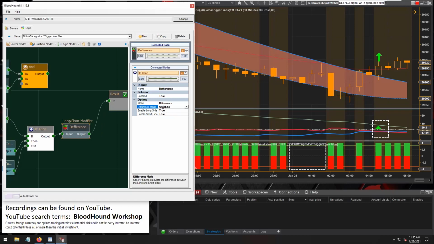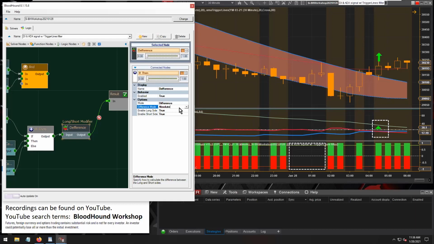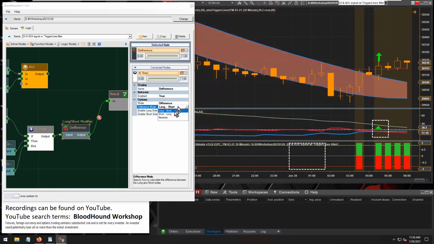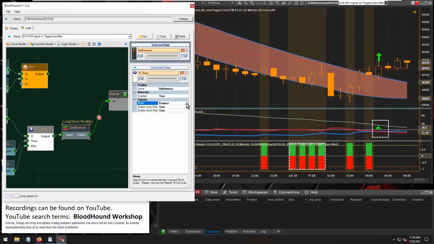There, difference. And so now from this long short modifier, we can see whenever there was, and let's see here. Let's see, absolute or, yeah, so we need the mode on absolute. And actually, sorry. No, difference is going to make it more complicated. Product. There we go. Oh, well, no.